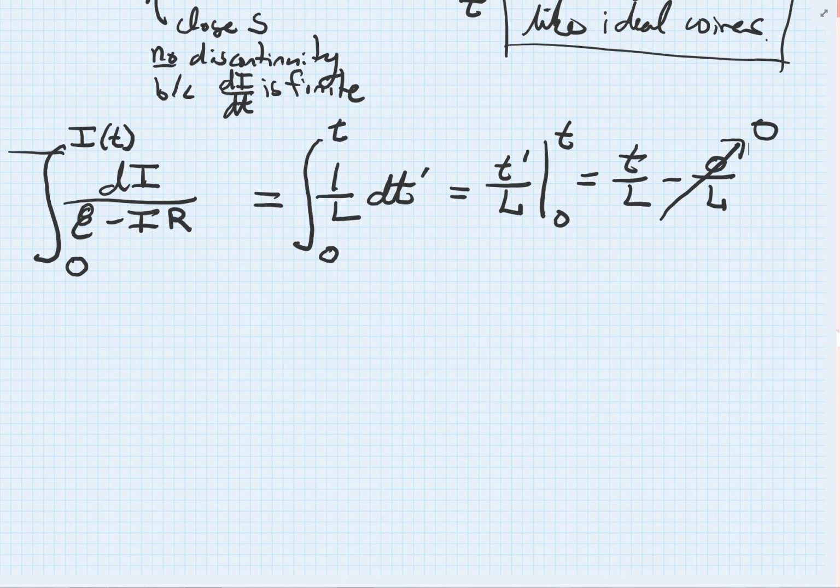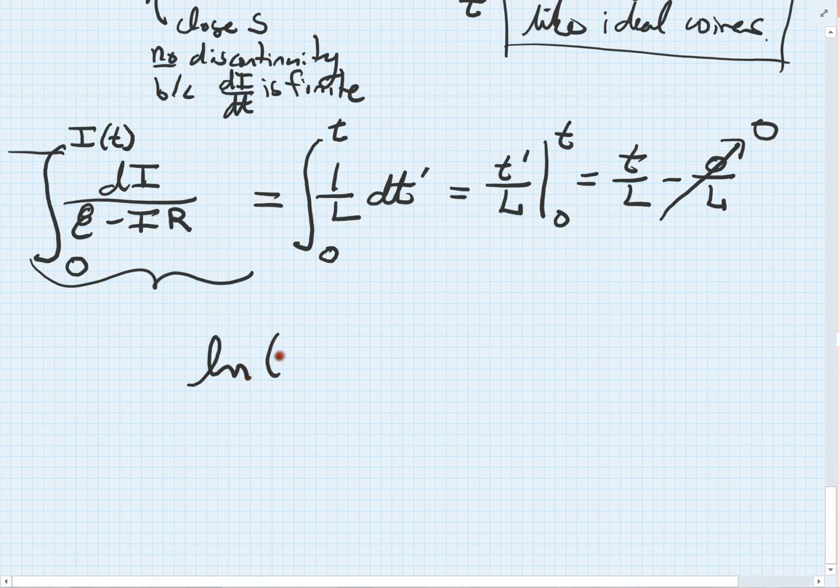On the left-hand side, over here, we see we're integrating a reciprocal. So the antiderivative of that should give me back a logarithm of E minus IR. Now, to get the prefactors, we need to take the derivative of this with respect to current to make sure we recover the original integrand. When we do that, of course, we get our denominator, E minus IR.